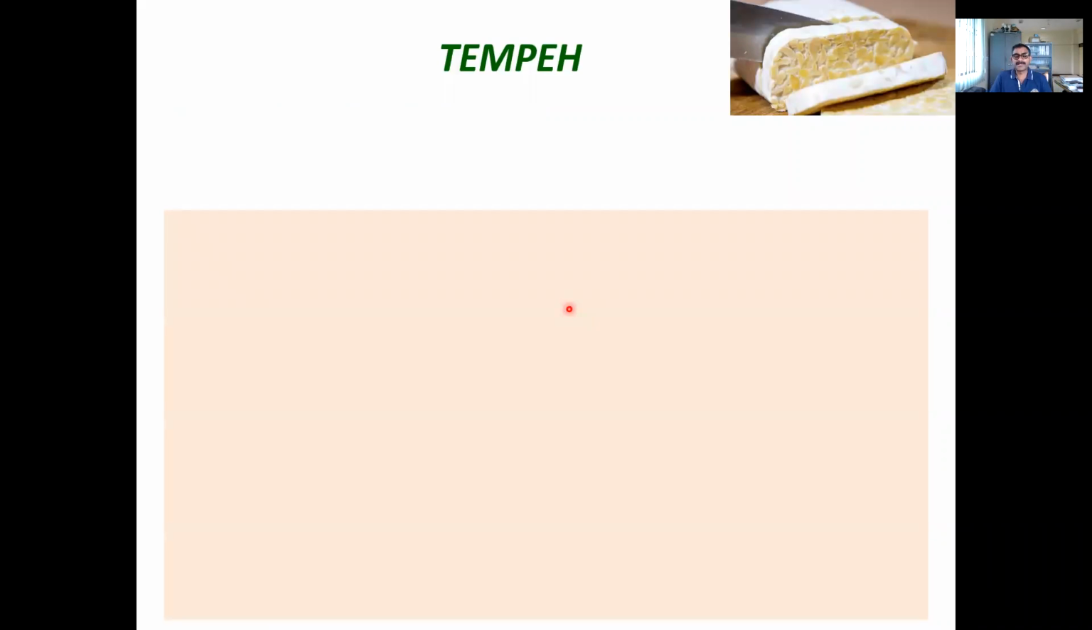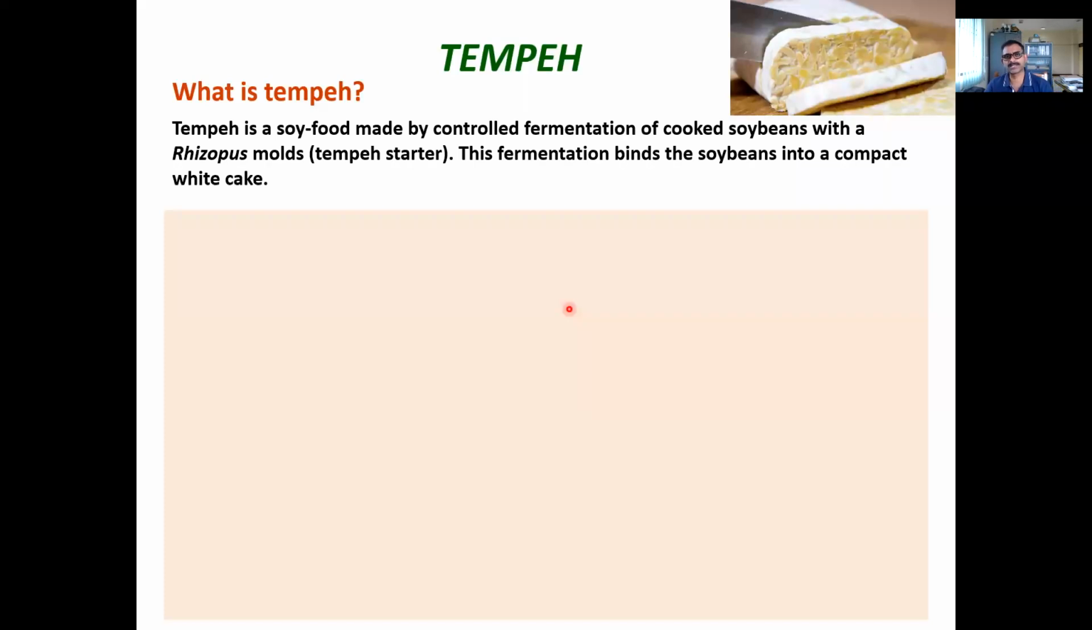Another one is tempeh. In one of the exams, they have asked about tempeh, although tempeh was not in the syllabus. That's why I'm covering this. Tempeh is a fermented cooked soybean product prepared by using one fungal fermentation. Here they cook soybean dals, dal that is prepared from soybeans or soya dals. After cooking, it is mixed with one fungus.